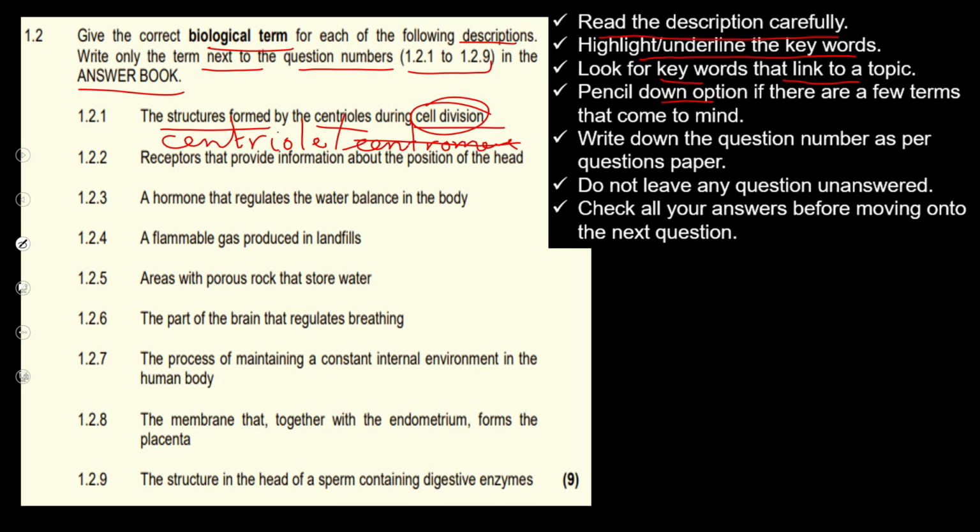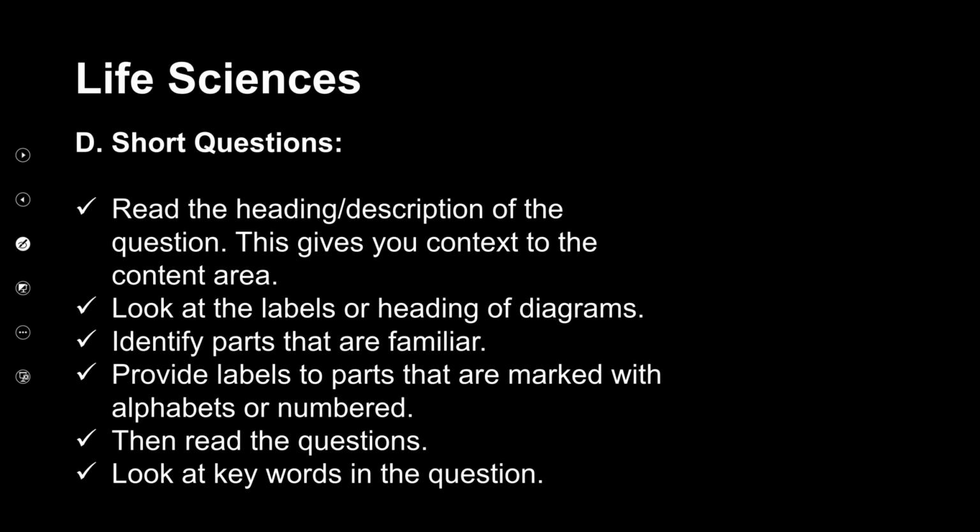That's exactly what I've done. So I was confused. I penciled down my options. I've cleared my head. I've recollected the concept. It's centriole. Now I can write down my answer as per the question number. Notice that I've not left the answer out. I've attempted it to make sure that I have given the opportunity to be marked for this question. And that's how you should answer this.